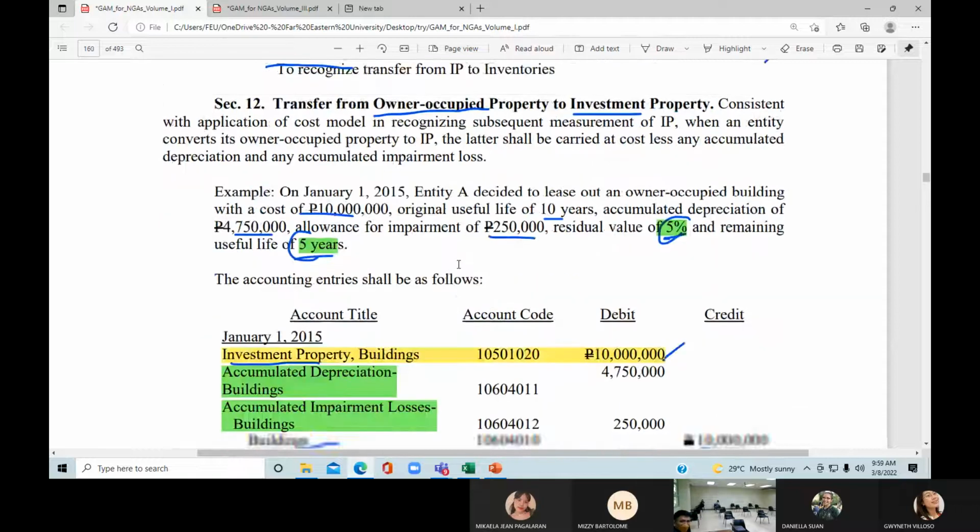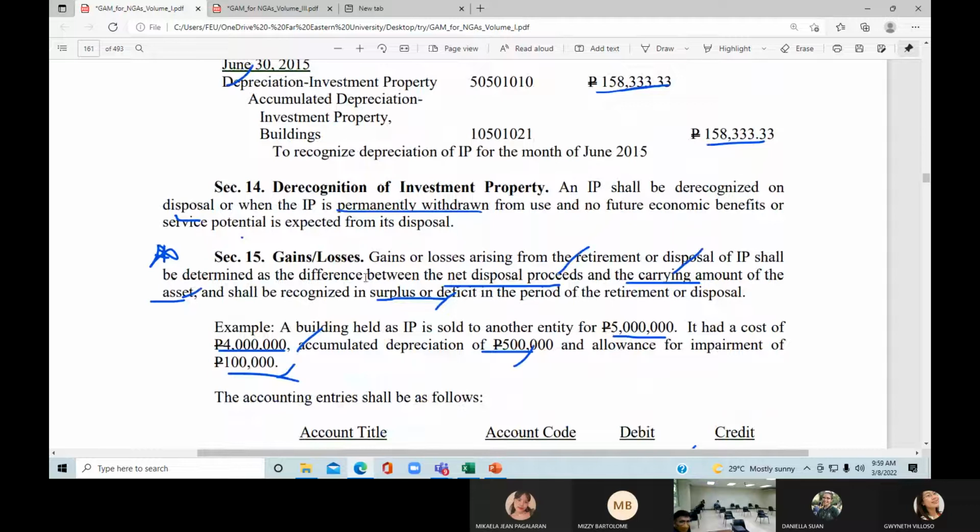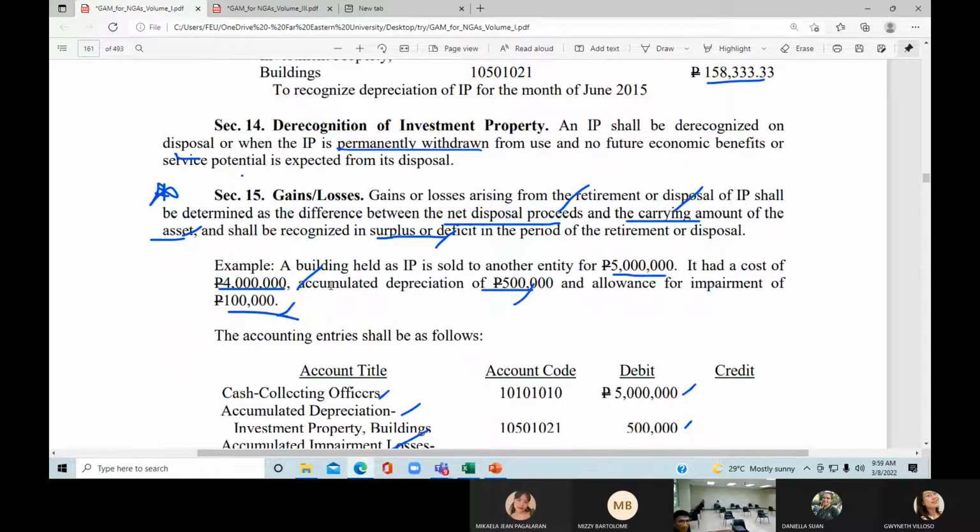Next na entries. Sa gains and losses naman. Okay. For example, a building held as investment property is sold to another entity for 5 million.